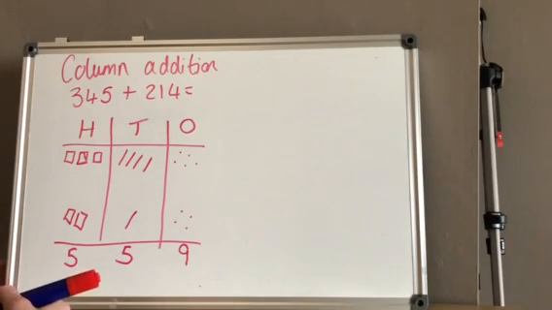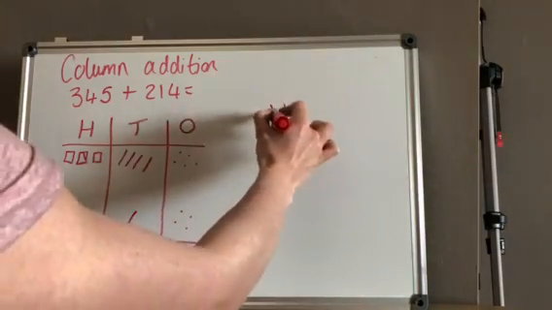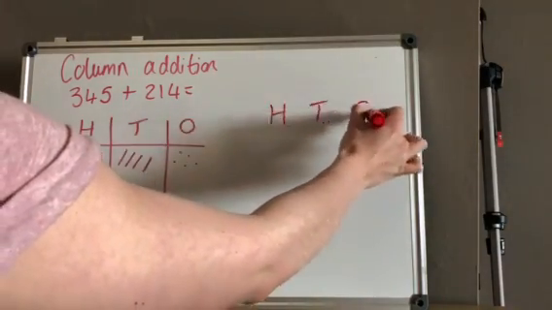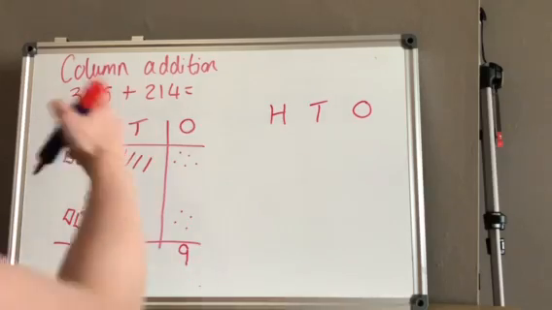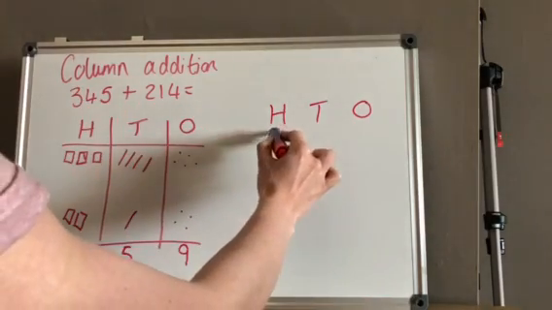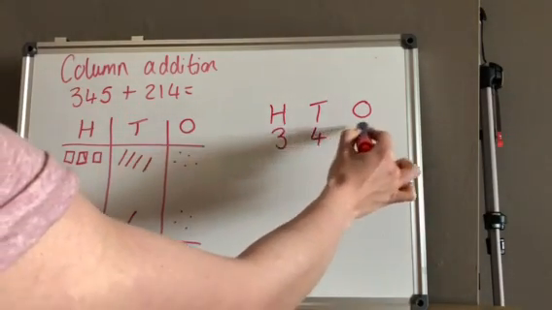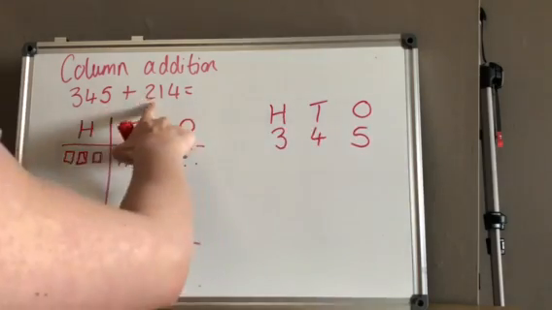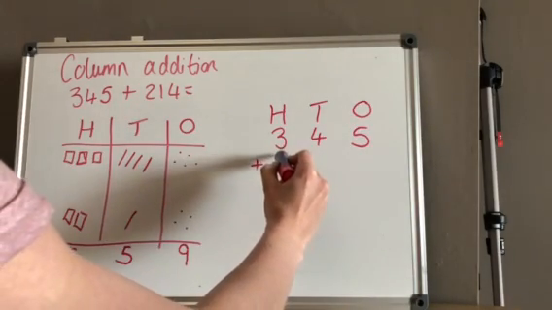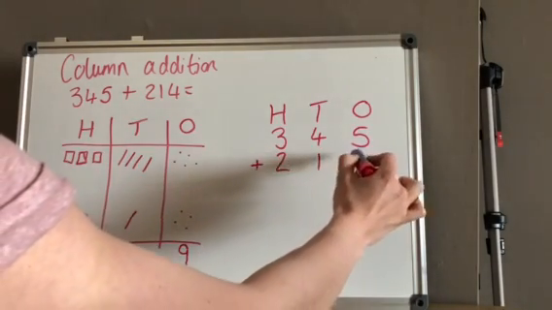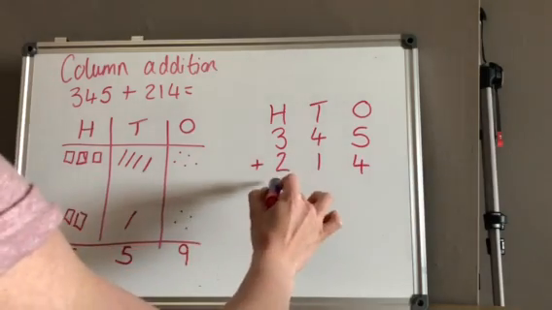Okay, so to write this out as a written column addition, we would start again the same way with the hundreds, tens and ones at the top. We would write out our first number, so 3 hundreds, 4 tens, 5 ones, and then our second number underneath, 2 hundreds, 1 ten, 4 ones.